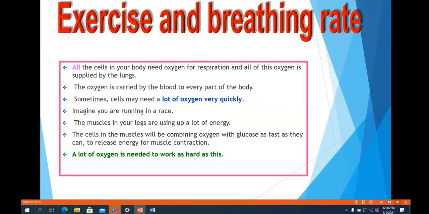Now imagine you're running in a race, you're taking part in a marathon. The muscles in your legs are using up a lot of energy, isn't it? So the cells in the muscles will be combining oxygen with glucose as fast as they can to release energy for muscle contraction. A lot of oxygen is needed to work as hard as this. As we discussed, if the oxygen is not provided, then what happens, ladies? What is produced during this time, during anaerobic respiration?